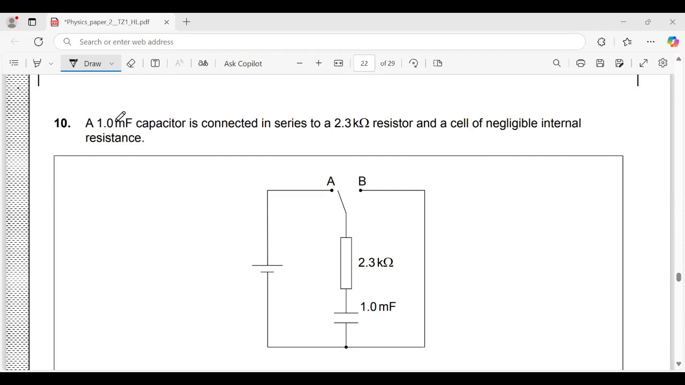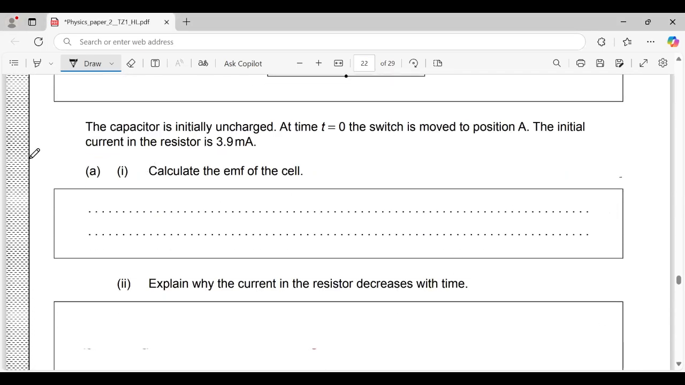A 1.0 millifarad capacitor is connected in series to a 2.3 kilo ohms resistor and a cell of negligible internal resistance. This is the circuit. The capacitor is initially uncharged at time t equals 0. The switch is moved to position A. The initial current in the resistor is 3.9 milliamps. Calculate the EMF of the cell.